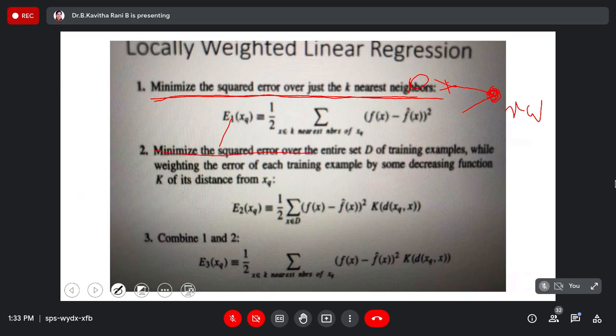Now if you consider another one: minimize the squared error over the entire set D of training examples while weighting the error of each training example by some decreasing function K of its distance from xq. So now what you are doing is considering all training examples. In the first case, you considered only the local ones. Now you are considering all the training examples, but adding the distance measure.